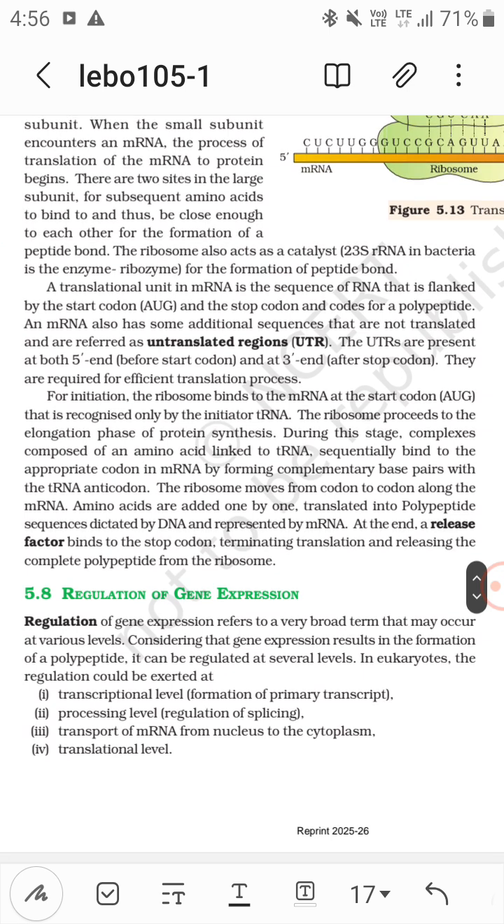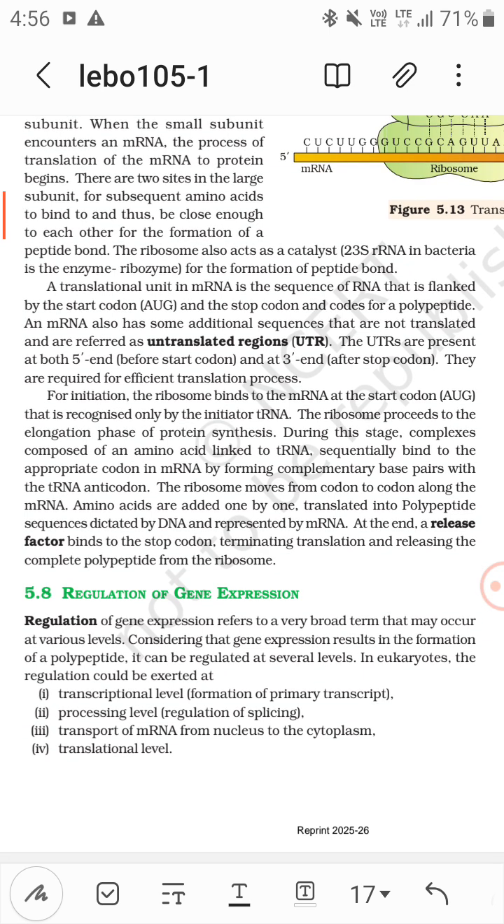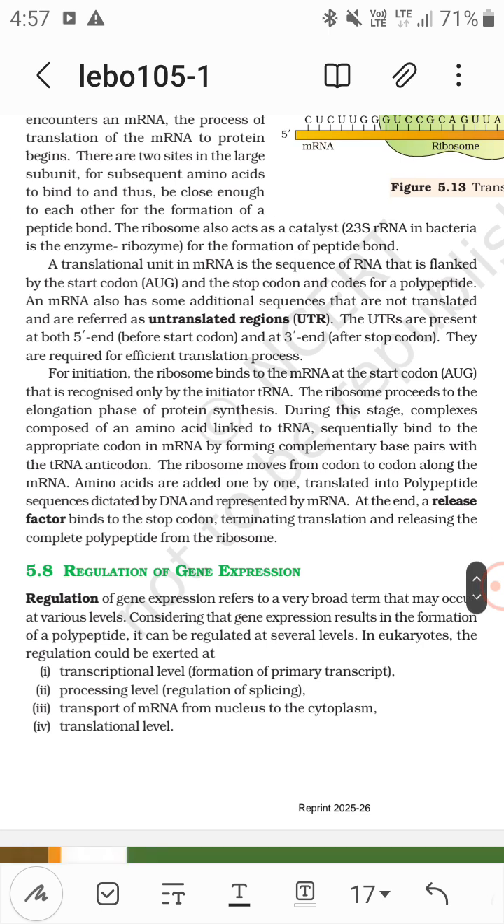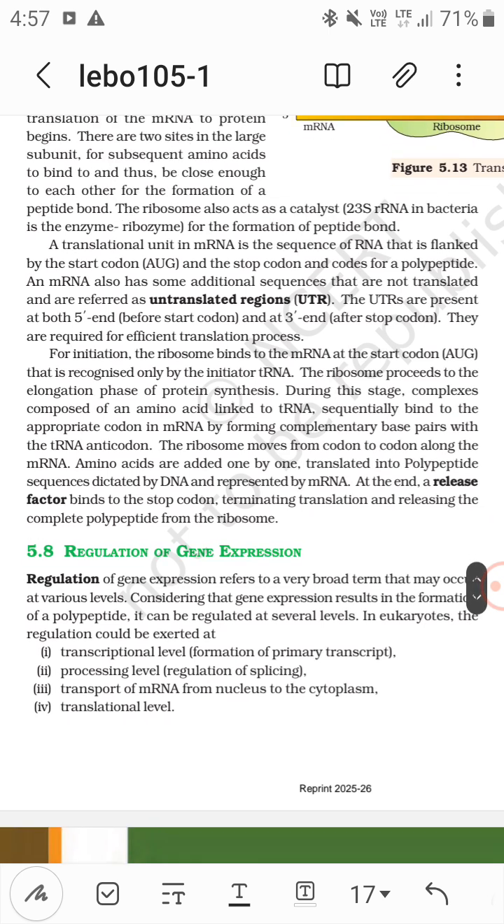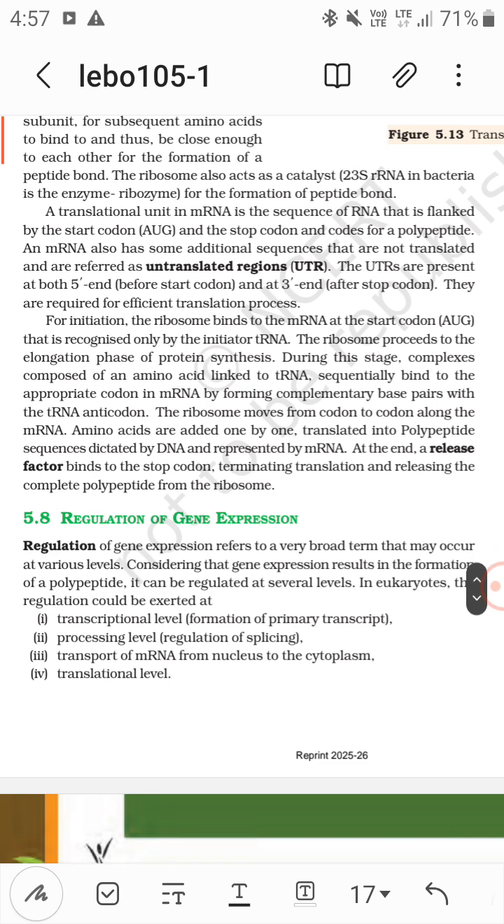The ribosome moves from codon to codon along the mRNA. The amino acids are added one by one and translated into a polypeptide sequence, dictated by DNA and represented by mRNA. At the end, a release factor binds to the stop codon, terminating translation and releasing the complete polypeptide from the ribosome.